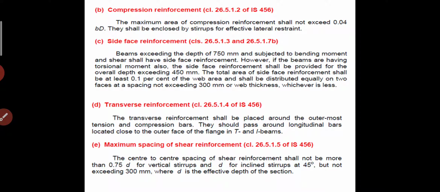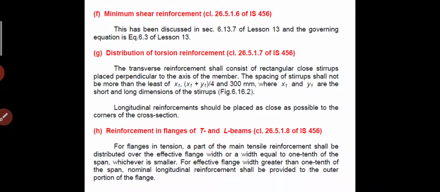Maximum spacing of shear reinforcement. The center to center spacing of shear reinforcement shall not be more than 0.75 d for vertical stirrups and d for inclined stirrups at 45 degree, but not exceeding 300 mm, where d is the effective depth. Minimum shear reinforcement has been discussed in section 6 of the Indian Standard Code.